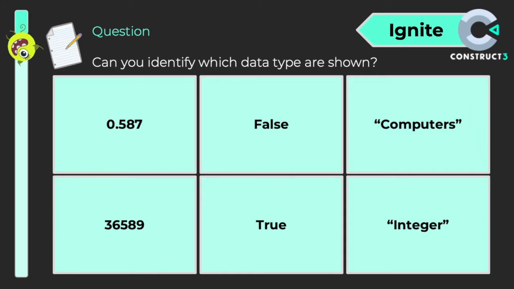So you are going to identify which type of data are shown. I have 6 examples here, and you need to tell me whether or not they are integers, strings, floats, or Boolean.